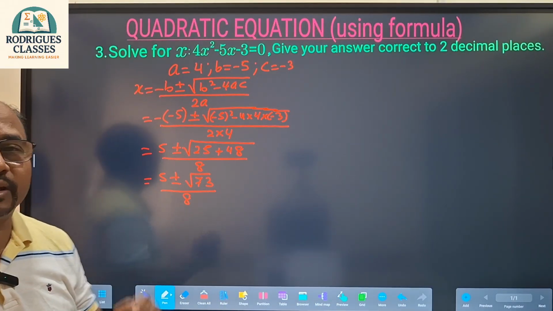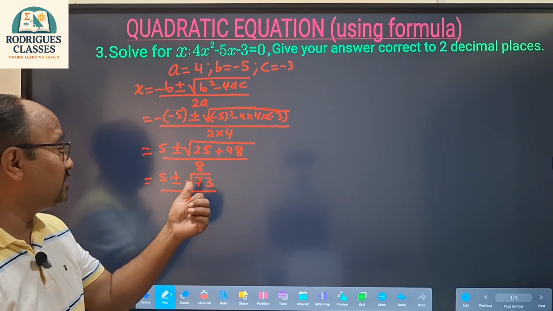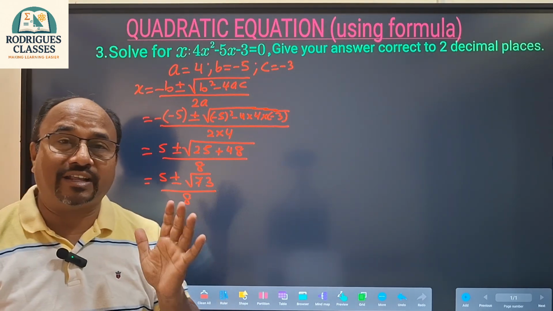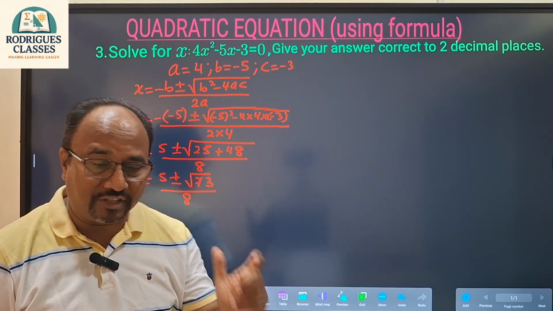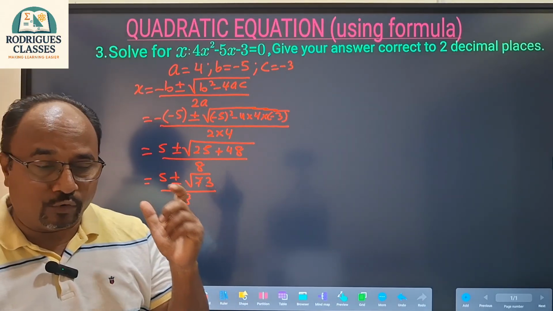Now comes a very important part, that is the square root of 73. You will be getting a log table book in which there you will be having a square root table.